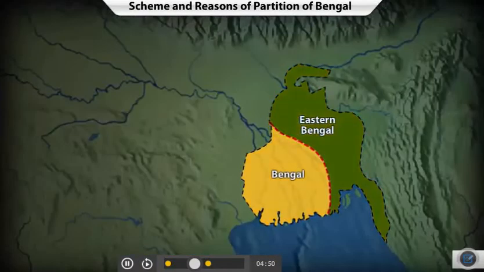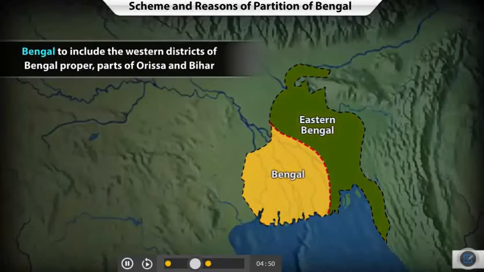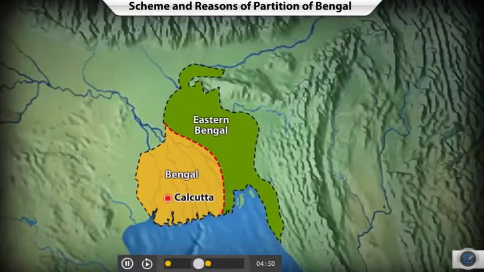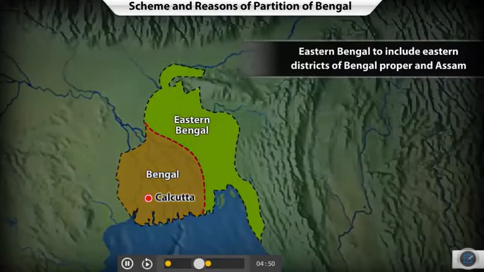The division of the province was as follows. Bengal included the western districts of Bengal proper, parts of present-day Orissa and Bihar. Calcutta was the capital of this part. And Eastern Bengal would comprise the eastern districts of the Bengal Presidency and Assam. Dhaka was declared as the new capital of this region.